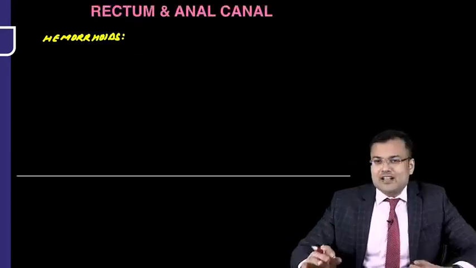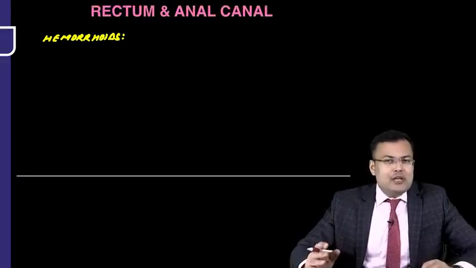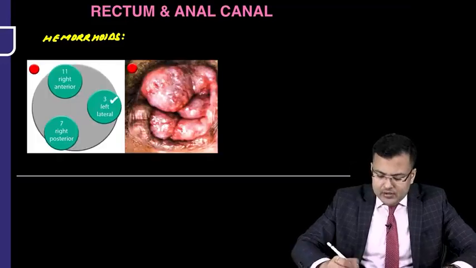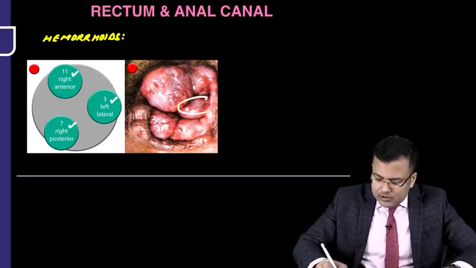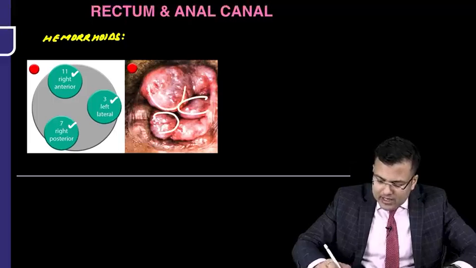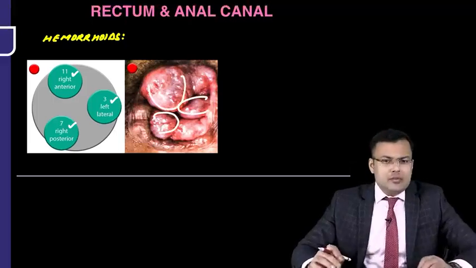Now we are going to start rectum and anal canal. First of all, we are going to discuss hemorrhoids. Hemorrhoids are normal anatomical cushions which help in defecation. And what is the location? You can see it is located at 3 o'clock, 7 o'clock and 11 o'clock position. Now what is the problem in these patients?